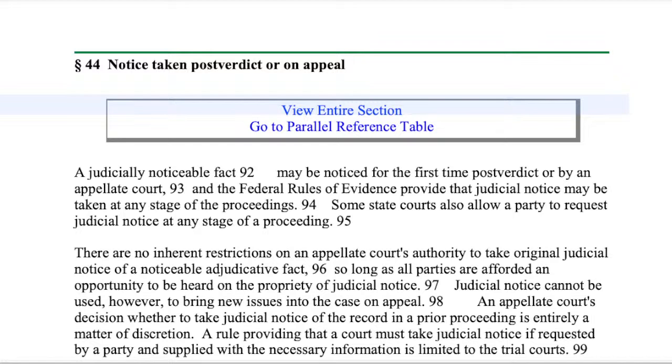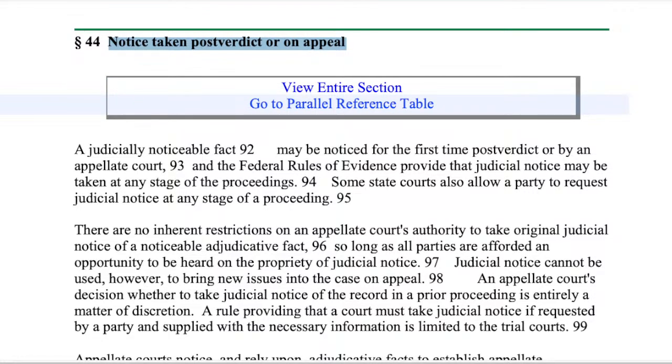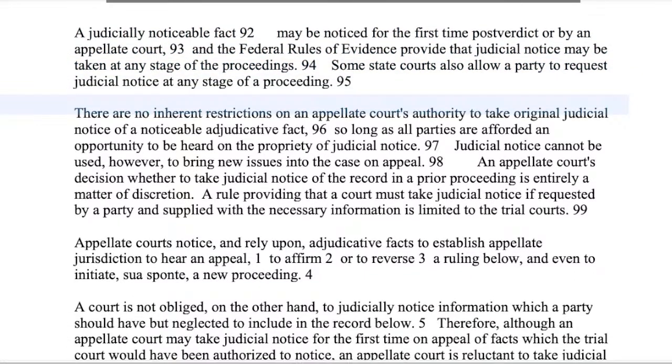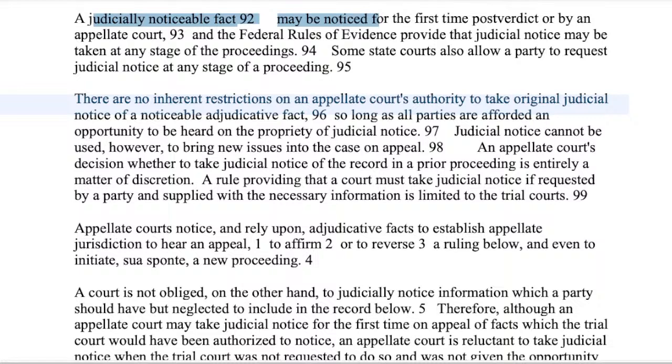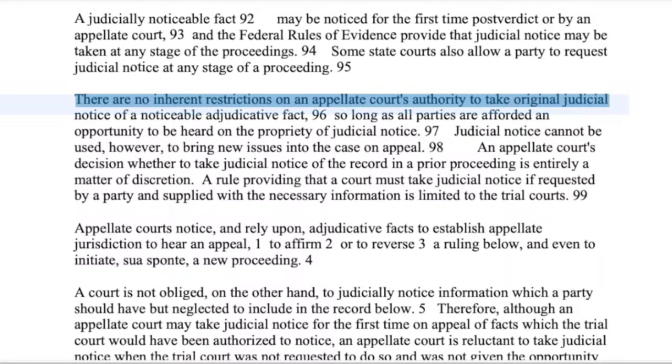And now we're on notice taken post-verdict or on appeal. Now we're getting some detailed stuff here. Let's see what this is all about. A judicially noticeable fact may be noticed for the first time post-verdict or by an appellate court. Okay. And the federal rules of evidence provide that judicial notice may be taken at any stage of the proceedings. Some state courts also allow a party to request judicial notice at any stage of the proceeding. There are no inherent restrictions on an appellate court's authority to take original judicial notice of a noticeable adjudicative fact so long as all the parties are afforded an opportunity to be heard on the propriety of judicial notice.